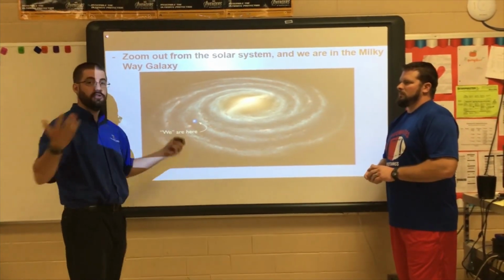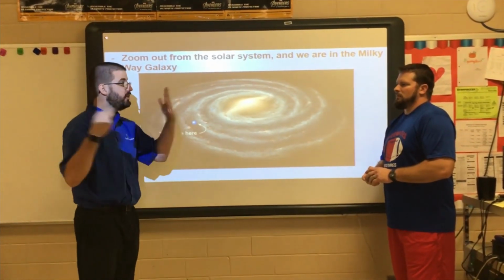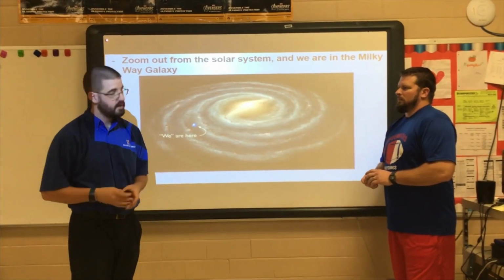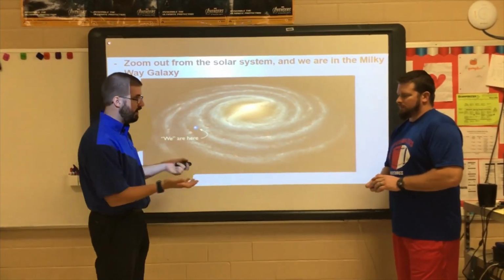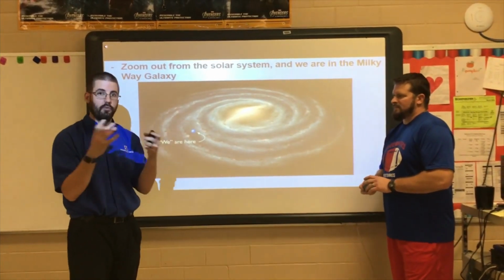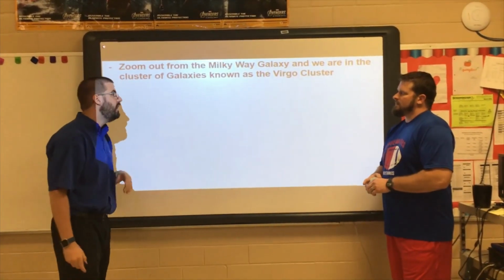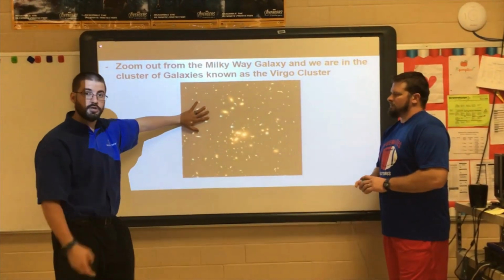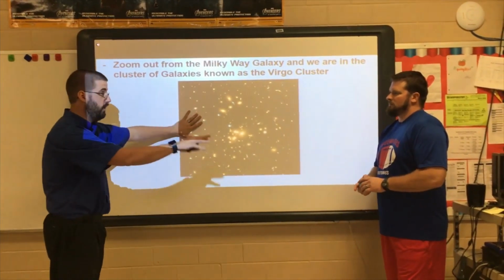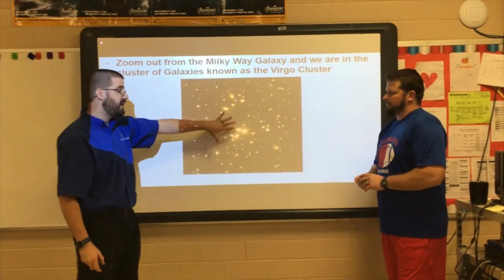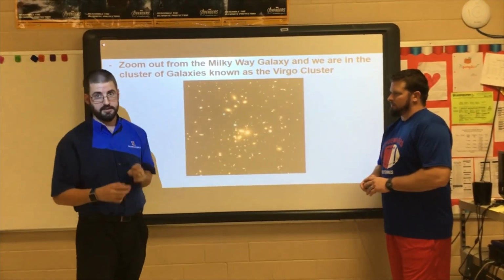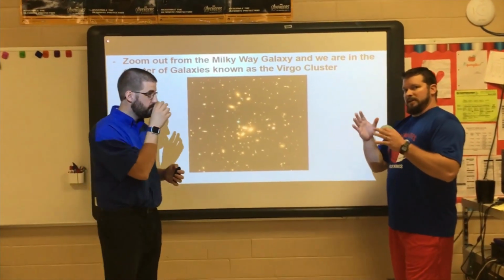So if we zoom out from the Milky Way galaxy, there are actually other galaxies around us. If you take all of the galaxies around us and put them all together in one group, that's what's known as the Virgo cluster. So this is a very interesting picture of the Virgo cluster. It's a real photo. What? This is actually a picture from the Hubble Space Telescope. That's a telescope that's in space.